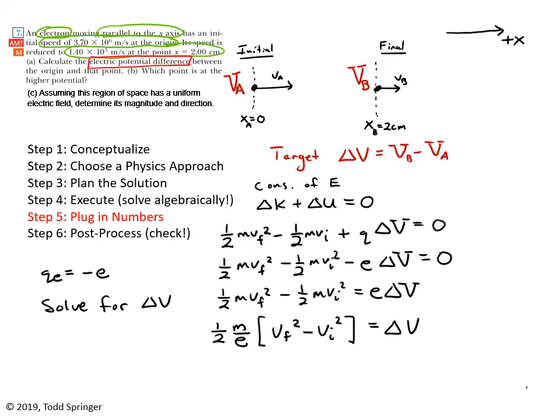So we have now an algebraic formula for our target variable delta V. We're ready for step 5, which is to plug in the numbers. So all we need to do now is plug in all of the numbers. Everything on the left side we know. So why don't you pause the video and go ahead and do that step yourself.